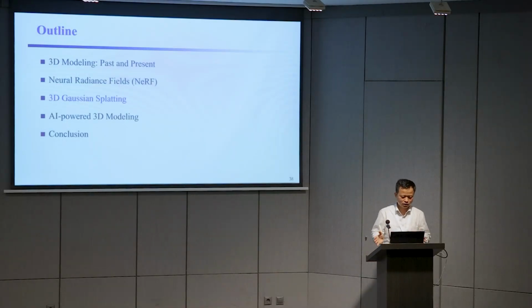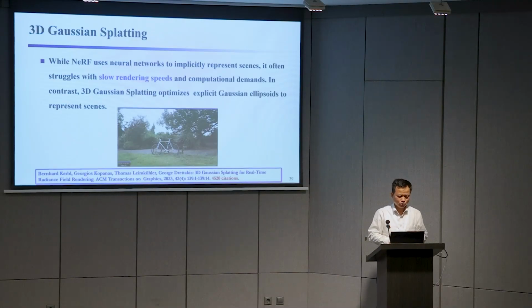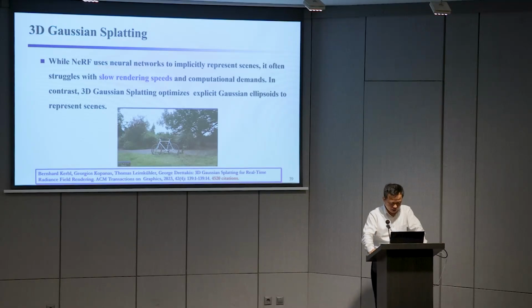So now let's move to another concept, 3D Gaussian splatting. This is a newer topic. While NeRF uses a neural network to implicitly represent a scene, it often struggles with slow rendering speed and computational demands. In contrast, 3D Gaussian splatting optimizes explicit Gaussian ellipsoids to represent a scene. This paper is by some French colleagues, and it is also a very, very hot paper now. Only 2 years old, and already 4,500 citations.